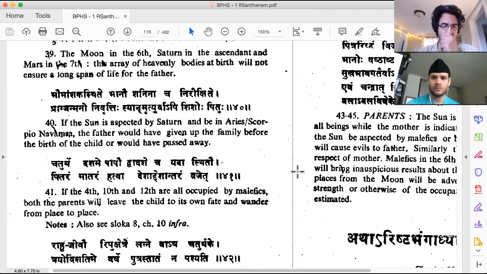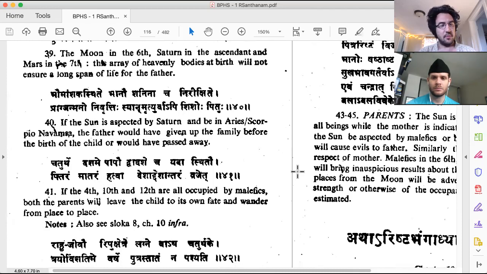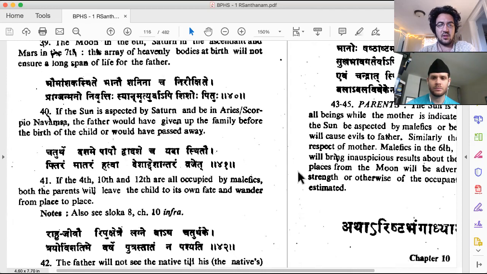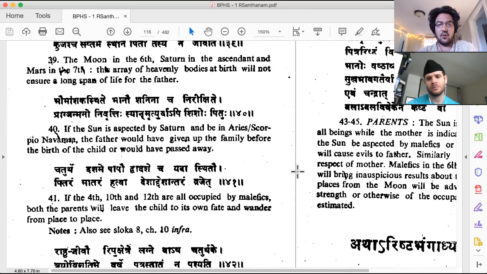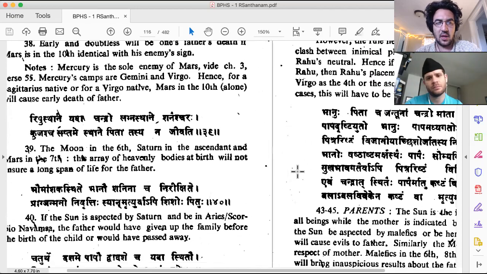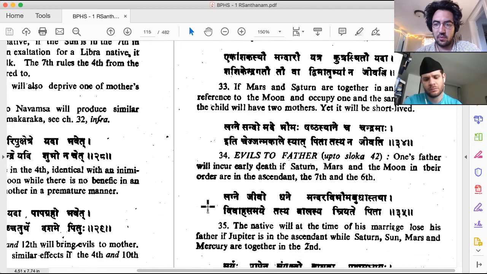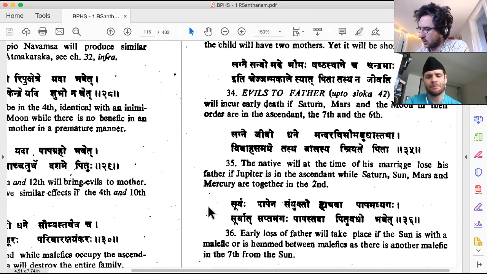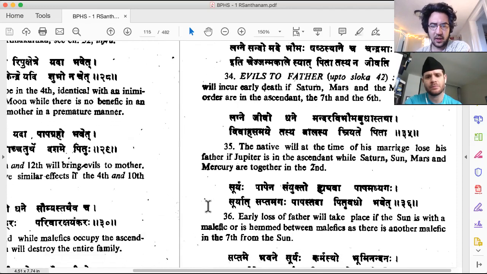There's a fine line between houses and aspects in both these traditions, but we'll see that more and more in this text as we go on. The last thing I wanted to mention before we move on from this chapter is that he does mention the Navamsha a little bit. Yes, he has mentioned it. Shloka 40, I think it is.